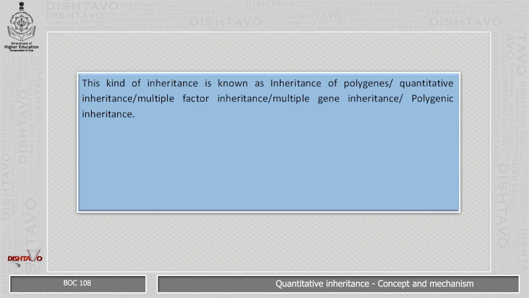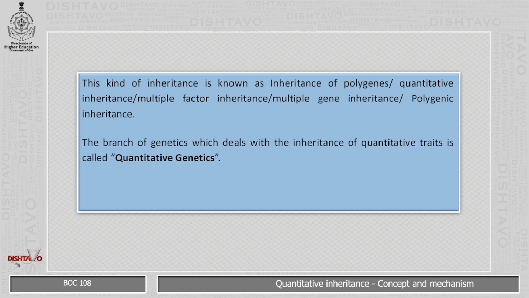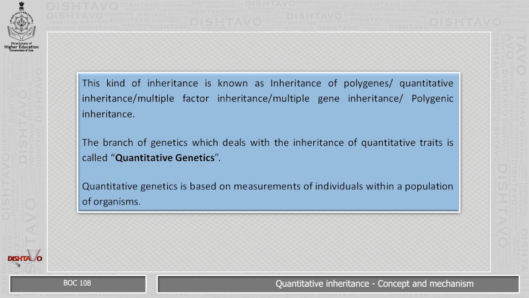This kind of inheritance is called inheritance of polygenes, quantitative inheritance, multiple factor inheritance, multiple gene inheritance, polygenic inheritance. And the branch of genetics which deals with the inheritance of quantitative traits is called quantitative genetics. Quantitative genetics is based on the measurements of individuals within a population of organisms.